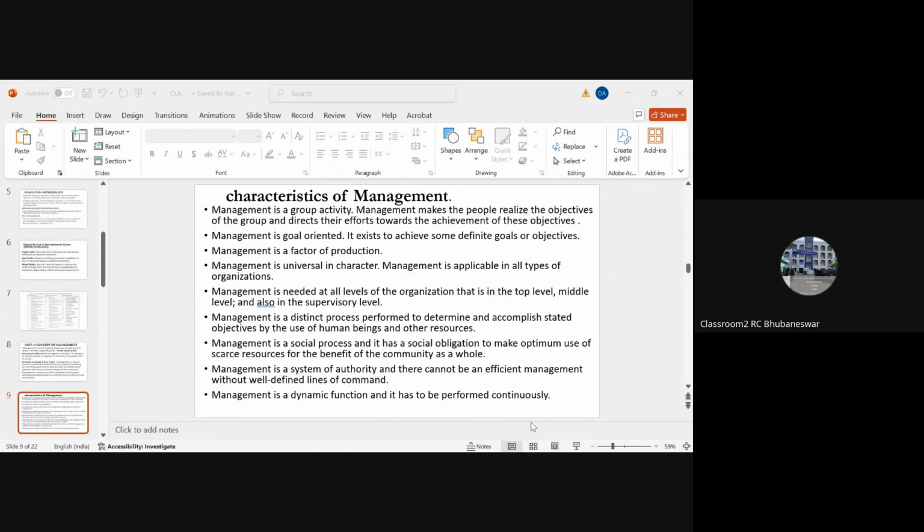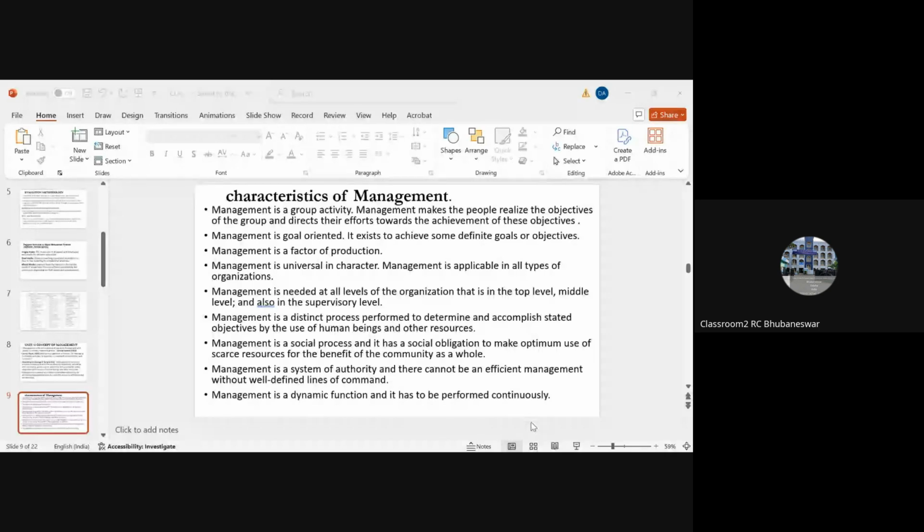Yes. Similarly, in a group, we can do a lot, but there is a scope for sharing our experience or opinions in between us. Management is also goal-oriented. Without a goal, there is no management. It exists to achieve some definite goals or objectives, and also it is a factor of production. Why is there a management system? Management is there for achieving the goals, and achieving the goal is the production.